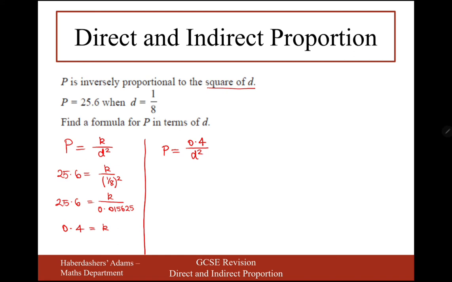Find a formula for P in terms of D, and now I'm not particularly, as a mathematician, happy with this answer here because I've got a decimal on top of a fraction. Now, we know that 0.4 is the same as 2/5. I'm still not completely happy with this as a final answer. So now I'm going to sort this out. The way you can tidy this up is to do 2 over 5D squared. And as a mathematician, that is now a much better answer.